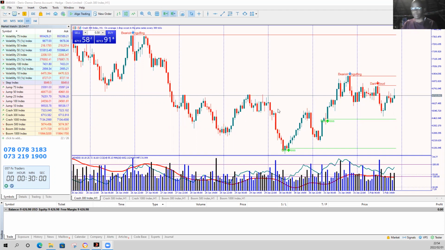The software was designed by me, and it is working on H1, M30, M15, and M1. It's also working on currencies and indices, but only on MT5.